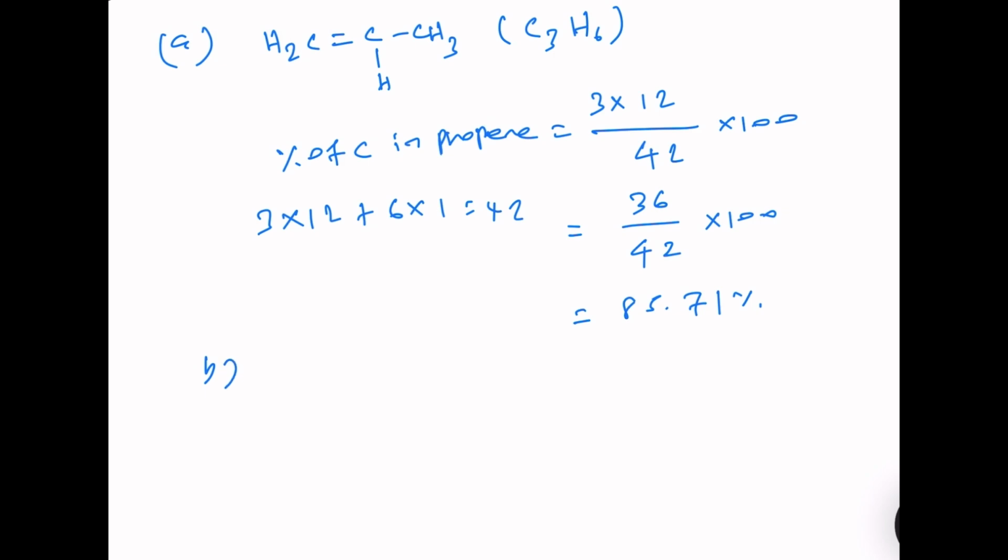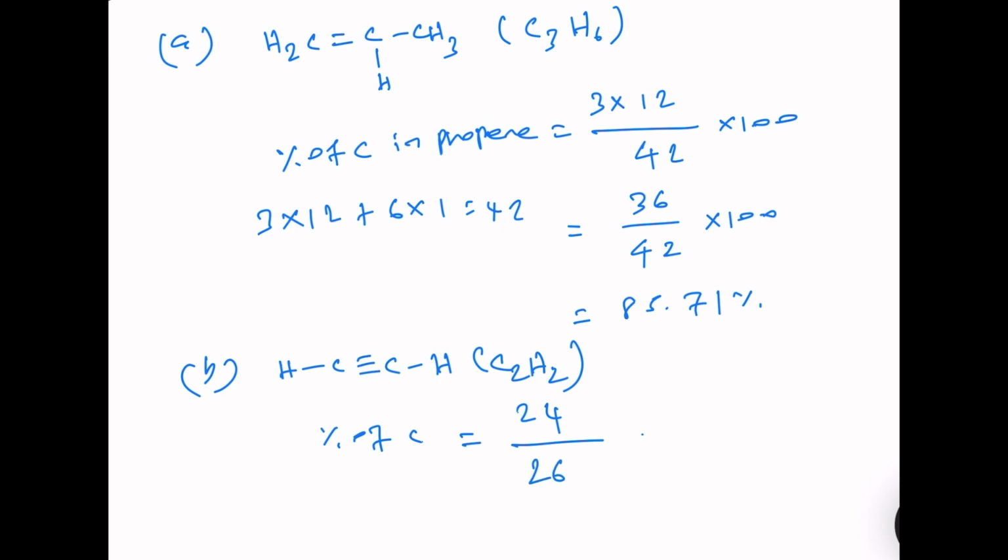In B we have ethyne. Ethyne is acetylene. This is ethyne. So, C2H2. So, the percentage of carbon here is 24 because 2 carbon atoms are there, divided by 26 times 100, and that will be equal to 92.31%.